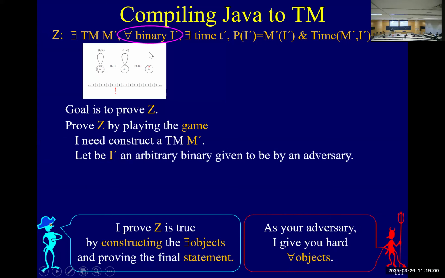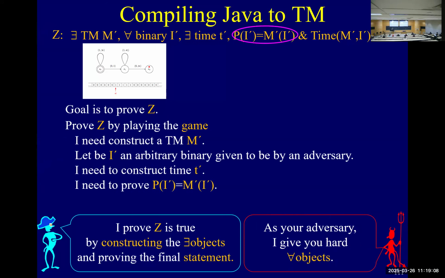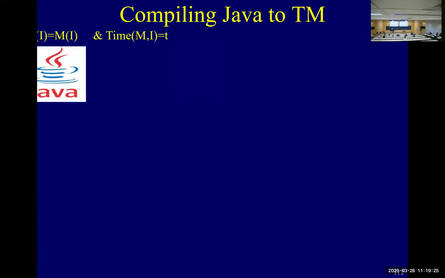And then I'm going to be given this by my adversary. And then I have to construct the time. And then I have to prove that it solves the problem, and then I have to prove what the running time is. This is what you have to do. So you write these down either on your scrap paper or fill them in various places on the actual paper, because you're going to need them.